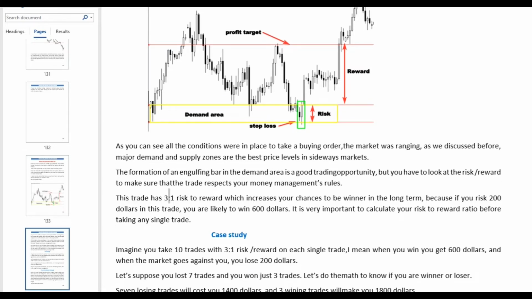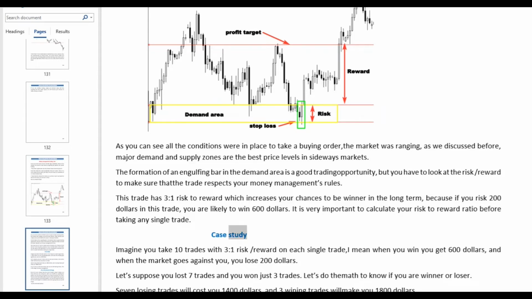This trade has 3:1 risk to reward, which increases your chances to be a winner in the long term, because if you risk $200 in this trade, you are likely to win $600. It is very important to calculate your risk to reward ratio before taking any single trade.